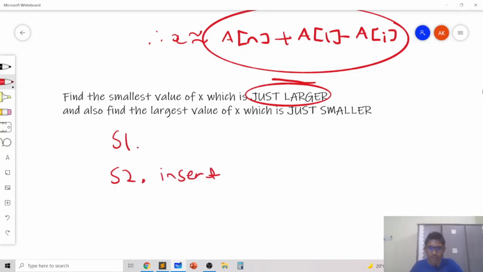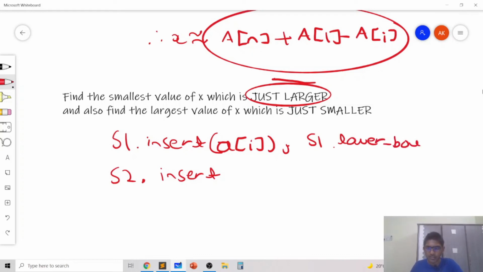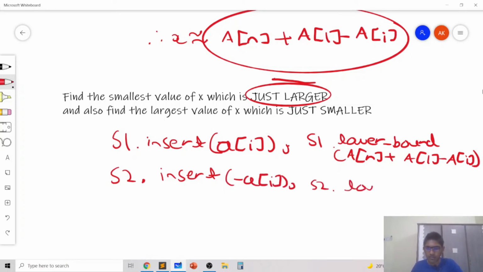So in the first set, we'll insert all the ai values. Note that this is a multi-set, because there could be multiple values which are the same. That's why we use a multi-set. And then we'll do a set dot lower bound to get this particular value of x. So we'll do a lower bound on an plus a1 minus ai, and on the second set we will insert the negatives of ai, and we'll do a lower bound on the same quantity an plus a1 minus ai.